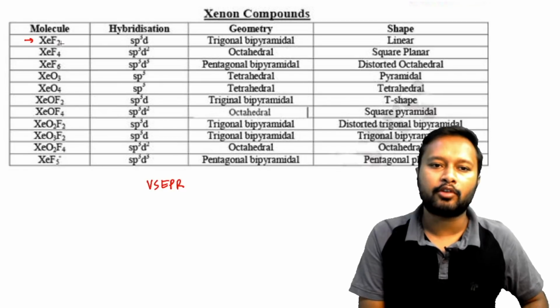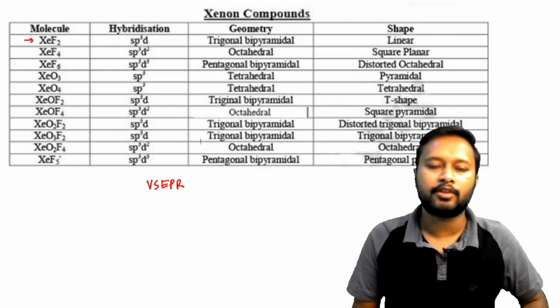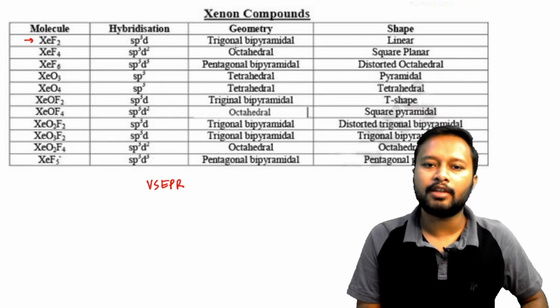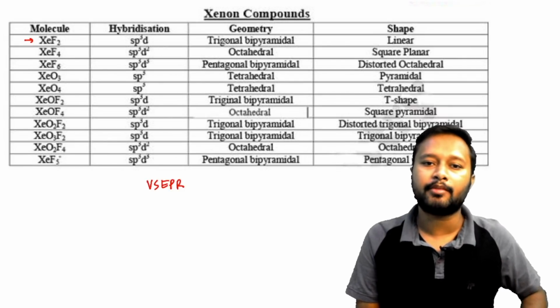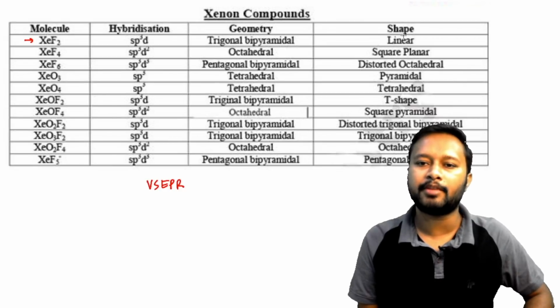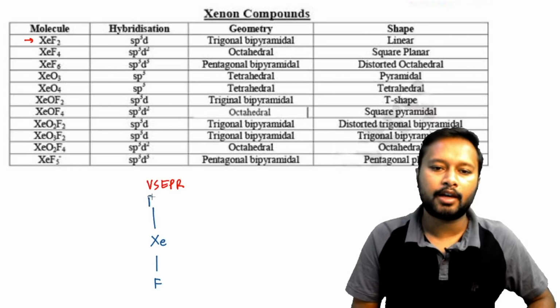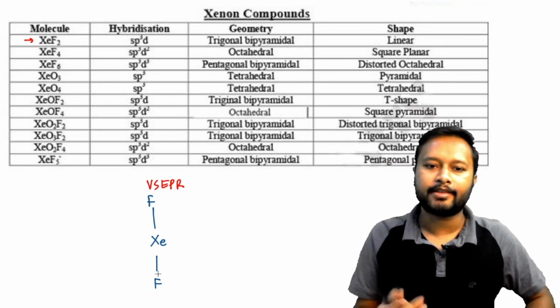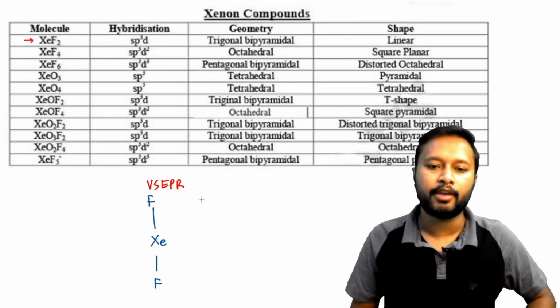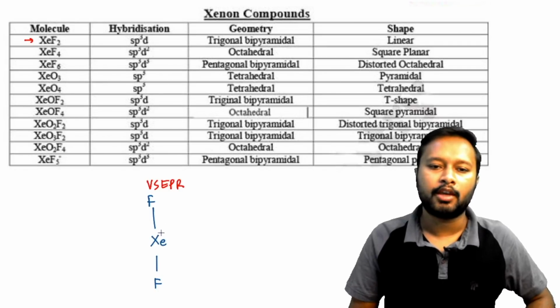Let's say you are talking about xenon difluoride, XeF2. For that the hybridization is sp3d. The geometry comes out to be trigonal bipyramidal, but the shape is linear, because xenon has a structure like this. The two fluorines are on the axial positions, and this comes from the Bent rule, which decides where the electronegative groups go. And the three lone pairs which xenon has will be present on the equatorial plane.